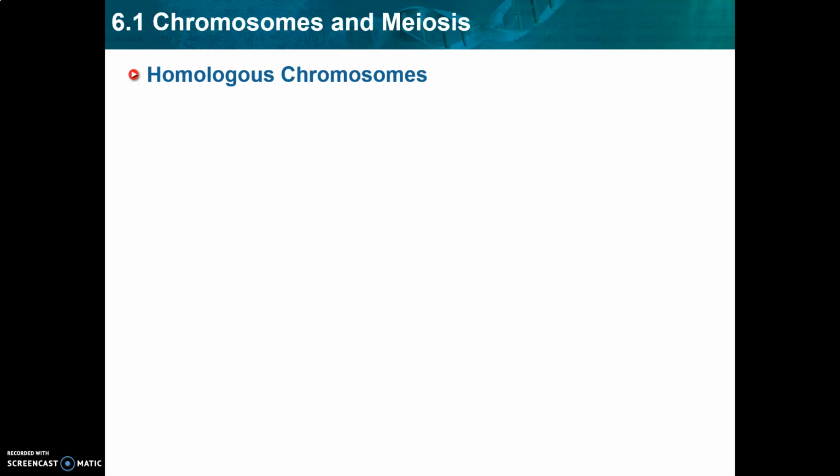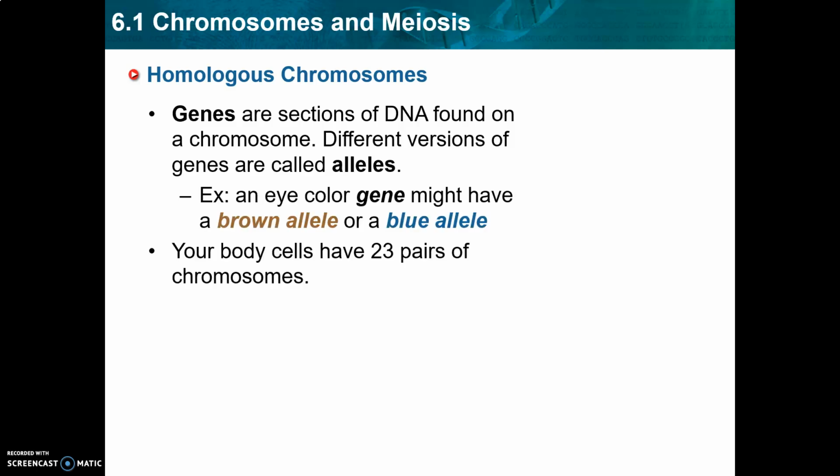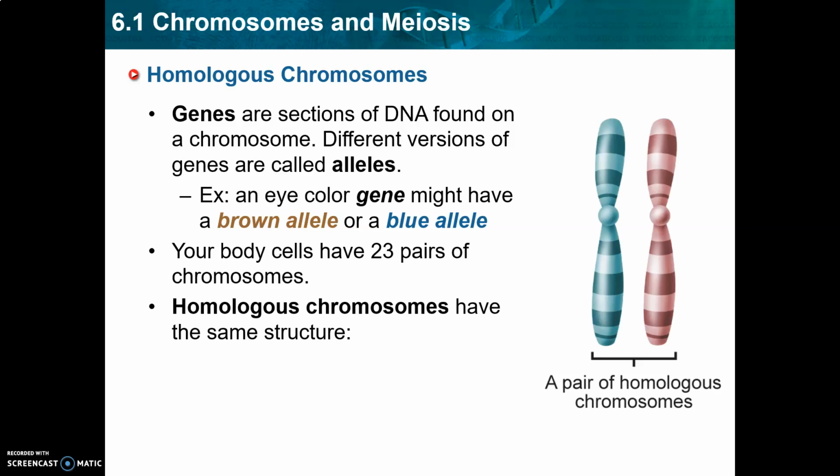Now let's talk about the chromosomes inside of those cells. You have a new vocabulary word here, homologous chromosomes. And homologous chromosomes are going to have on them genes, which are just sections of DNA, and each version of a gene is known as an allele. So that's a lot of vocabulary all at once. Let's go ahead and take a look at an example here.